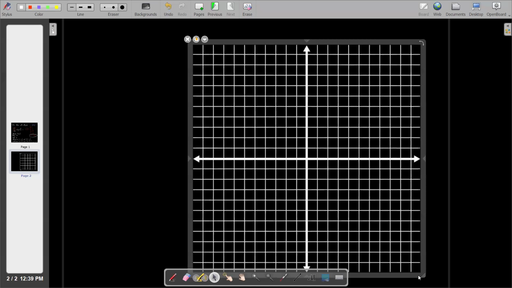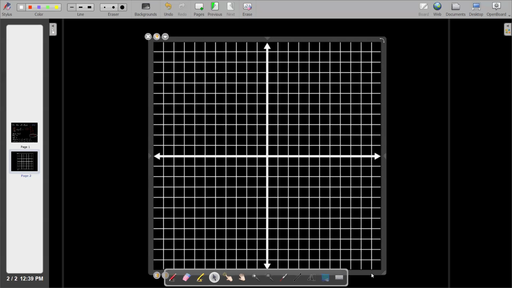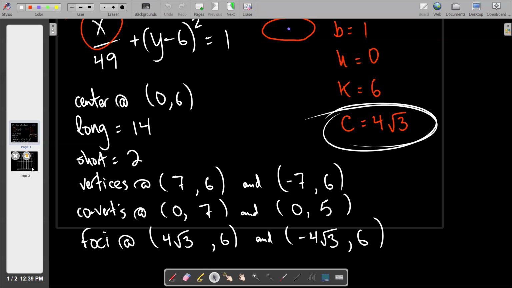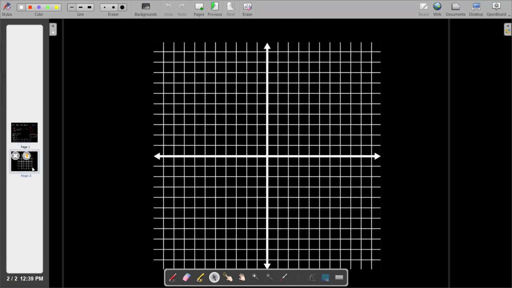So you guys have all of the information, so I'm going to be relying on you, since I could just go back and forth. That seems like a pretty reasonable expectation. So the first thing we should all do, because I've never had you graph one of these before, is we're going to all go plot the center, which is at 0, 6. So I'm going to go to the point 0, 6, and I'm going to make a dot.